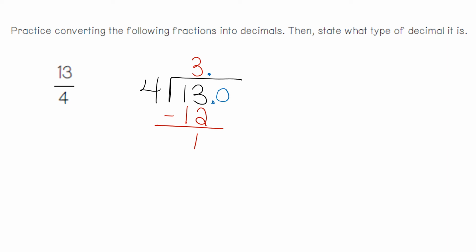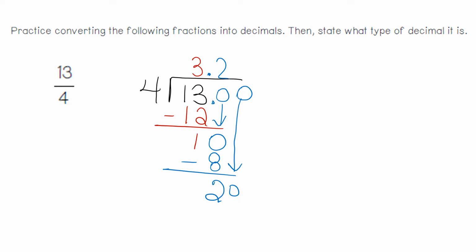Go ahead and bring that decimal up. Bring your 0 down. 4 goes into 10 2 times. 2 times 4 is 8. Subtract, I'm left with 2. Again, it didn't come out even, so add another 0. Bring it down. 4 goes into 20 5 times. And so this one is a terminating decimal because it stops.